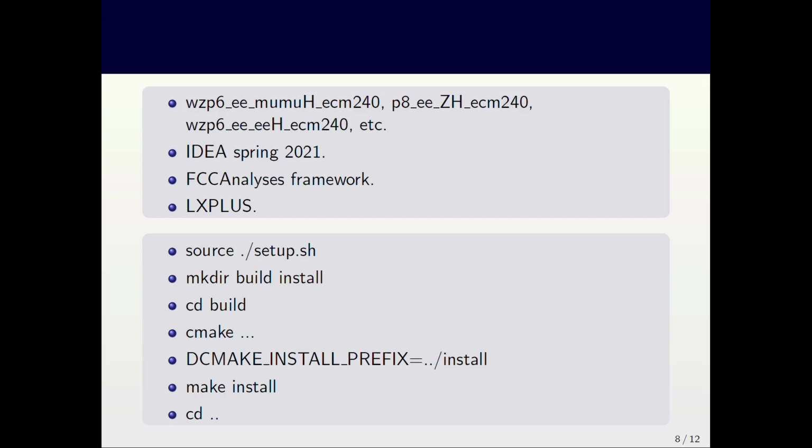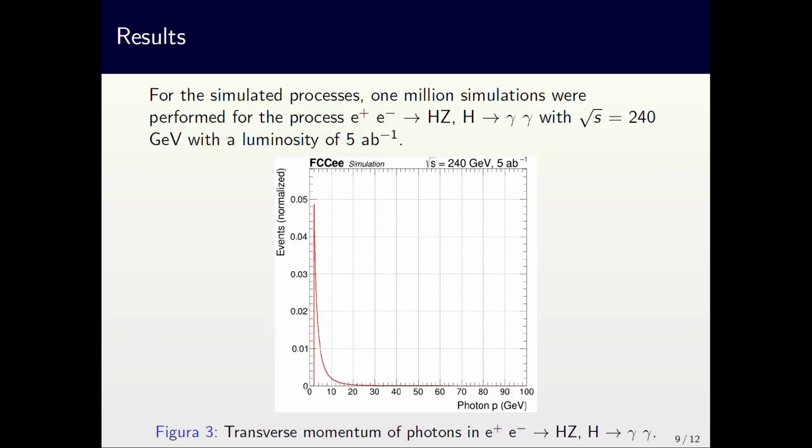Finally, the analyzer of the Higgs-strahlung process with the Higgs decaying to a pair of photons was used and modified for this process, in which the reconstruction of the photons in the case of this process is considered and then a selection is made. As a part of the results for the simulated processes, 1 million simulations were performed for the Higgs-strahlung process, Higgs generation, and Higgs decaying to a pair of photons with a center of mass energy of 240 GeV with a luminosity of 5 ab⁻¹.